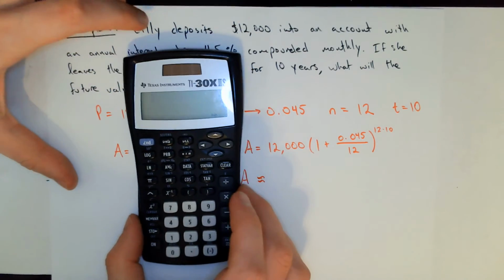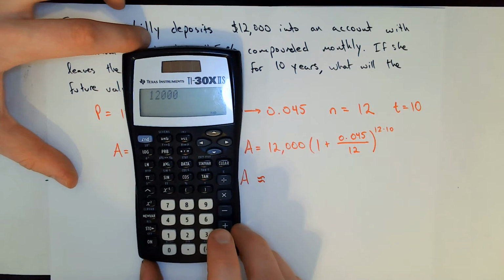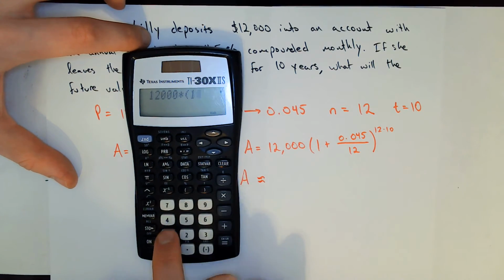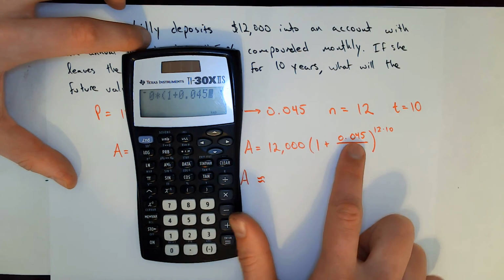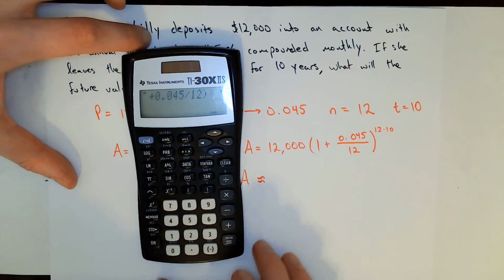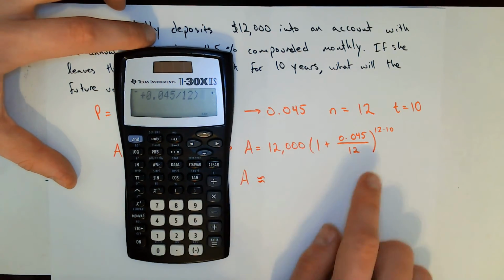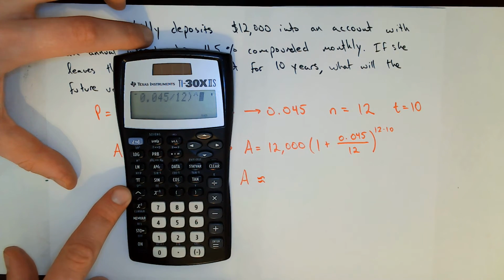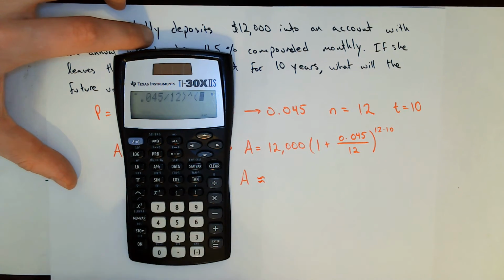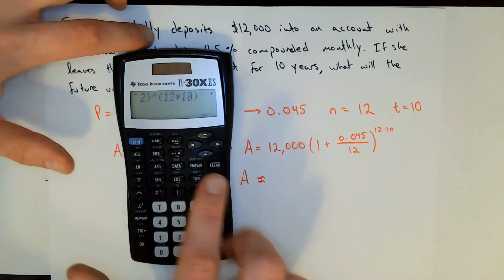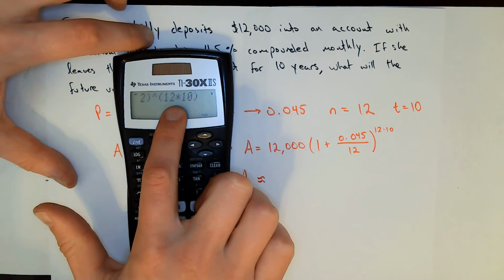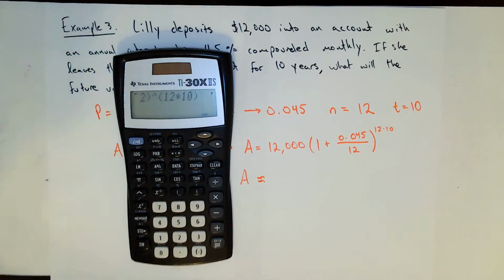We're going to say 12,000 times, and then parentheses, 1 plus 0.045 divided by 12, close parentheses. So now I'm going to hit the raise-to, the exponent button, open parentheses here, and then 12 times 10, and then close parentheses. It is absolutely necessary to write parentheses around this with that multiplication in the middle, because otherwise the calculator thinks you just want to raise it to the 12th and then multiply the whole thing by 10, which is not what we want to do.